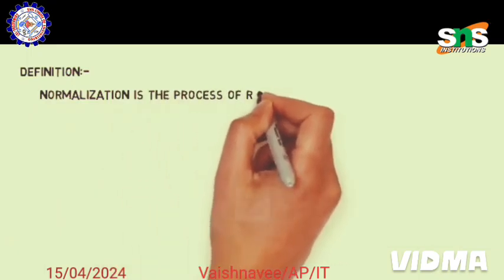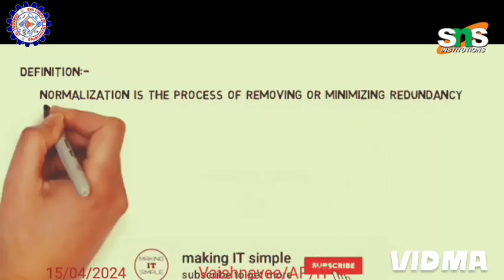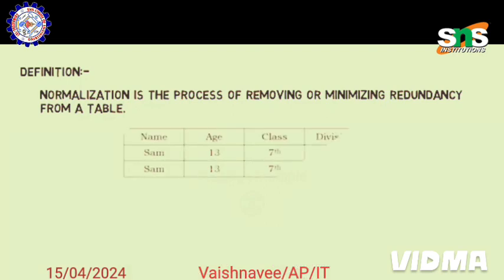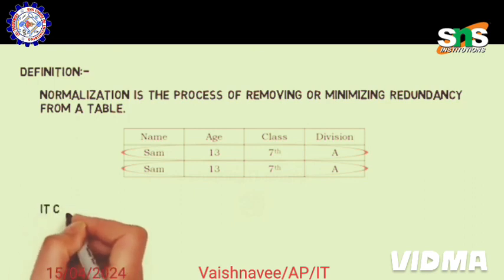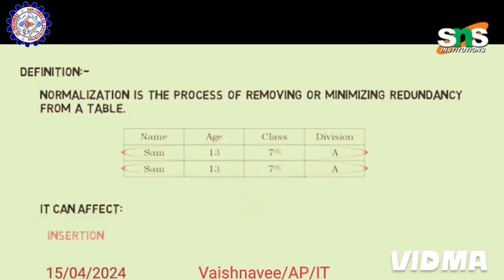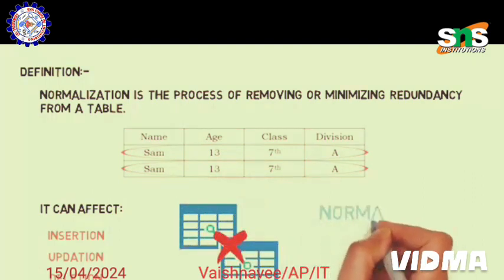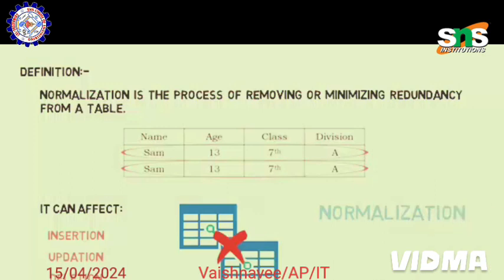Normalization is the process of removing or minimizing redundancy from a table. It is quite easy to understand in the table. So if we have duplicate or redundant data, it may cause some anomalies or problems. It can affect insertion or updation or deletion of data, and these problems can damage the whole database. To get rid of these problems, the normalization process is used. Normalization tries to remove or reduce the redundancy of data.